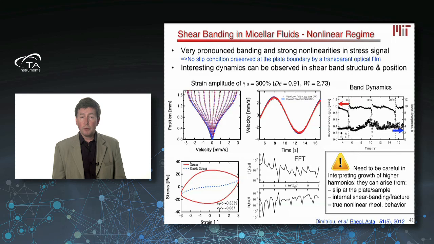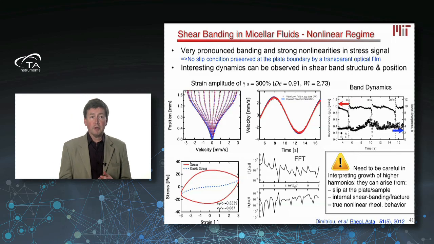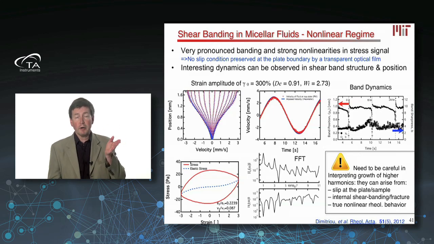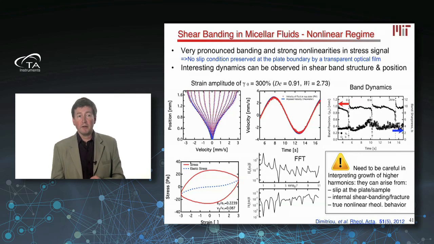To quantify that, we can combine these velocity field measurements with our stress measurements. So we do both measurements at the same time. And in this nonlinear regime, what you start to see is the Lissajous curve becomes clearly non-sinusoidal or non-elliptical. And you start to see the appearance of higher harmonics. And so the velocity profile is now no longer linear.